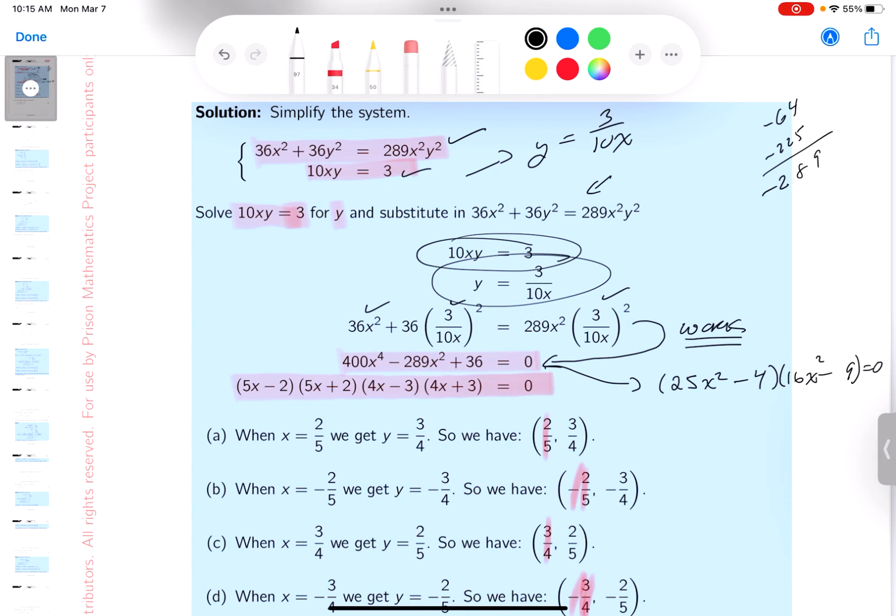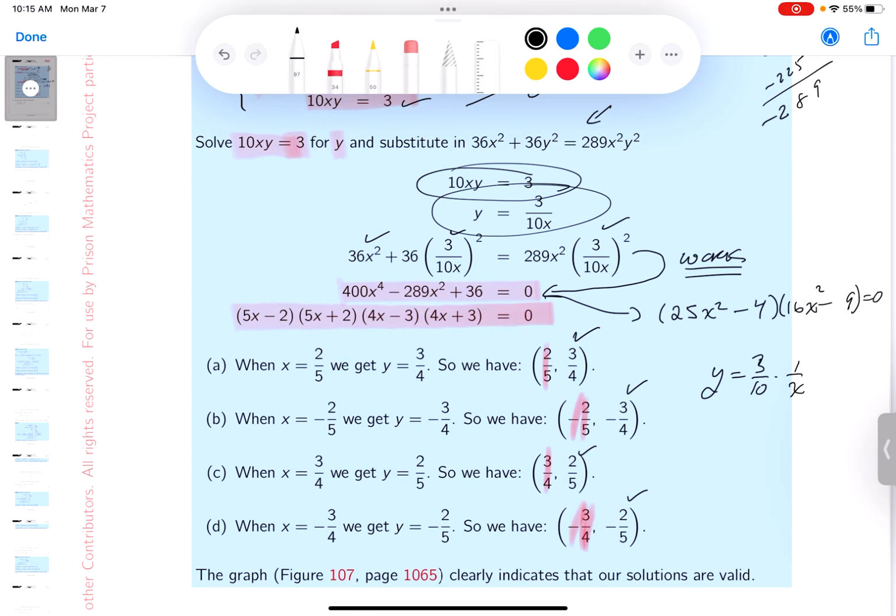Now, certainly, let's put this down. Y equals 3/10 times the reciprocal of x. Really not so bad. And the expectation is you're able to compute these numbers over here. Let me just pick one of them. I'll pick the first one. Y equals 3/10 times 3/4. I'm sorry, 2/5.